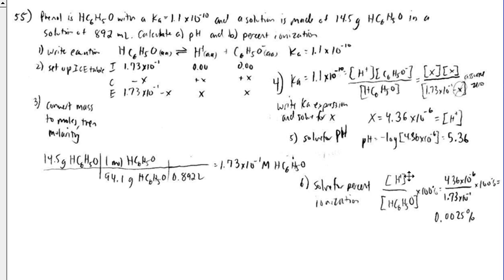To solve for percent ionization, put the hydrogen ion concentration over the original concentration of the undissociated acid, and then multiply by 100, and we'll get 0.0025%. It's not a very strongly dissociated substance.